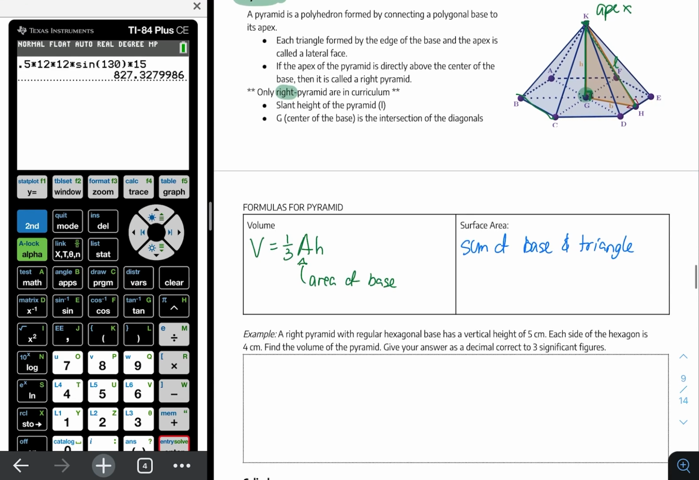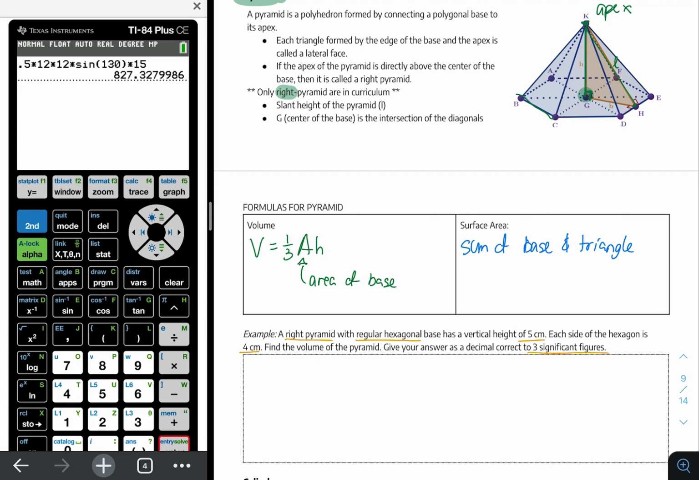Let's look at our example. A right pyramid with a regular hexagon base has a vertical height of 5 centimeters. Each side of the hexagon is 4 centimeters. Find the volume of the pyramid and give your answer as a decimal, correct to 3 significant figures.